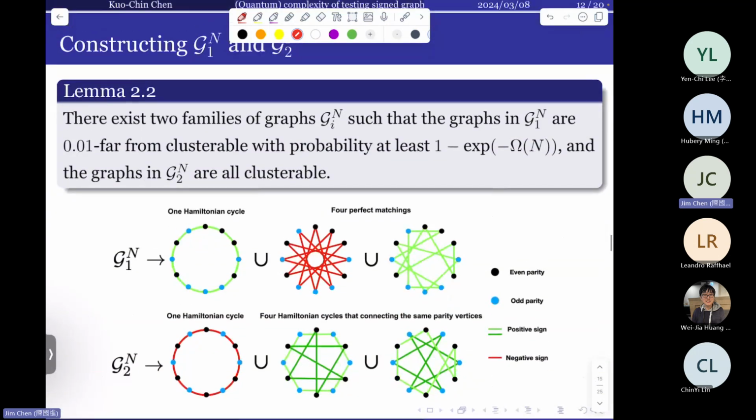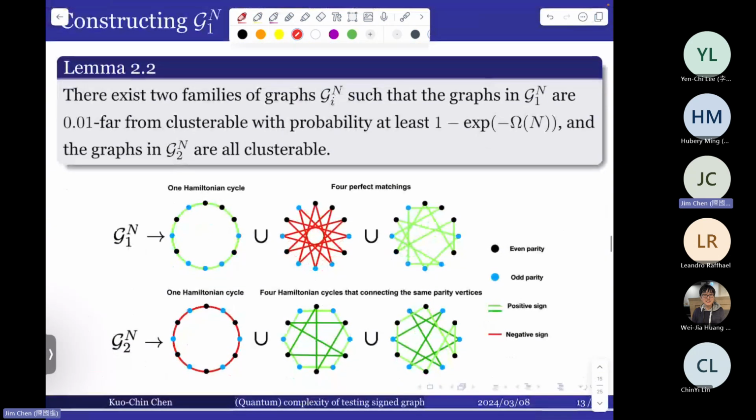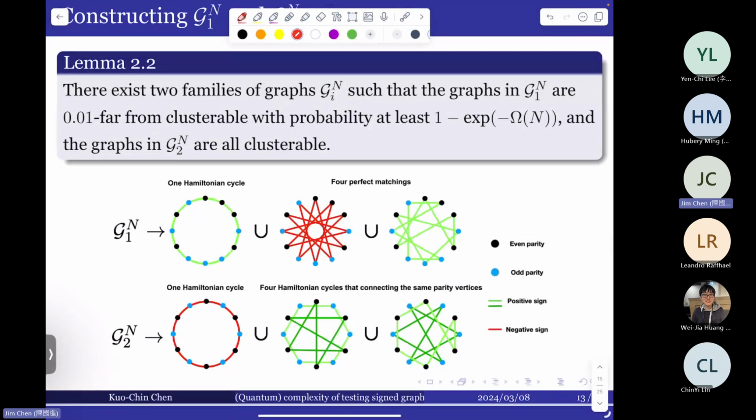So this is our main technical contribution. There exist two families of graphs, G1 and G2, such that the graphs in G1 are far from clusterable with very high probability, which is 1 minus some exponentially small number, and the graphs in G2 are all clusterable. So how to do that?